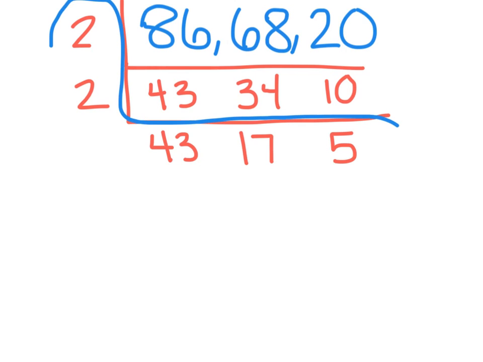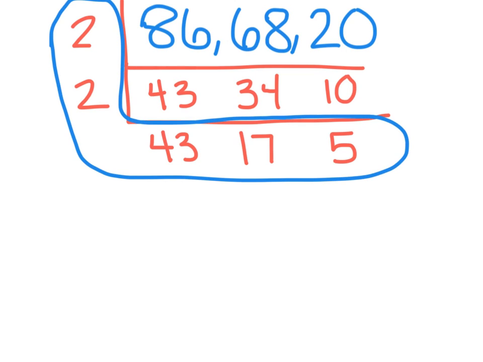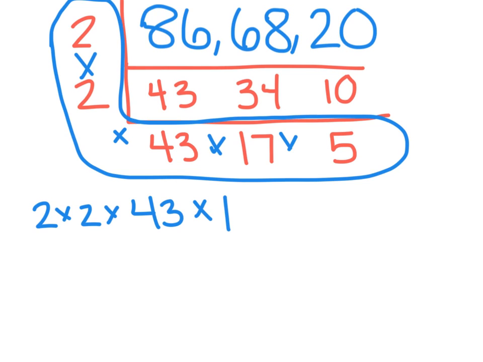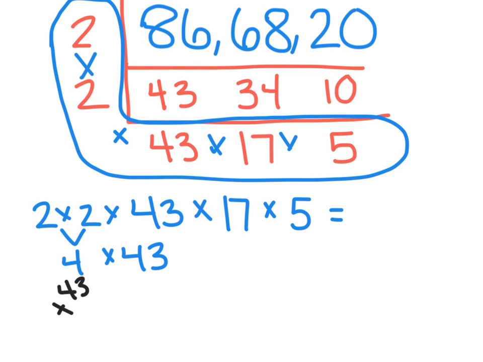Remember your L. After you build your L, you multiply all the numbers together. So now we have 2 times 2 times 43 times 17 times 5. So this is going to be a big number. 2 times 2 is 4 times 43. 43 times 4. 4 times 3 is 12. 4 times 4 is 16 plus 1 is 17. So that's 172.